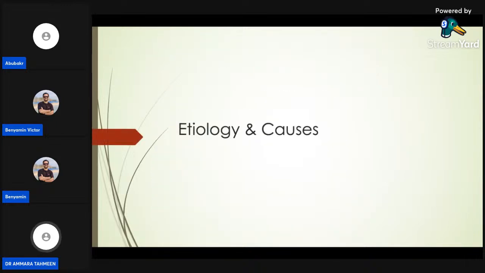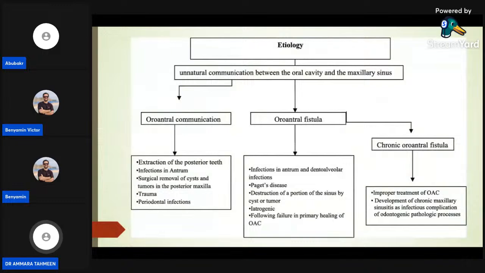So let us move on to the etiology and causative factors for oro-antral communication. This is an etiological tree. Oro-antral communication is classified into three types according to its duration. So when is it called oro-antral communication? Immediately after the extraction of the posterior teeth, if there is a communication between the sinus and the oral cavity, it is termed oro-antral communication.